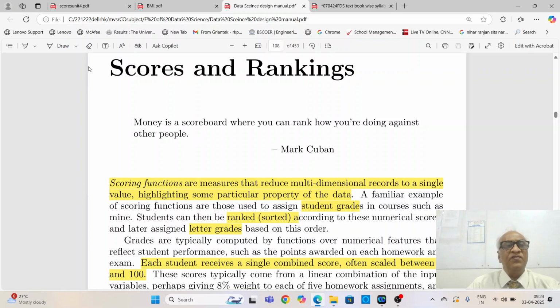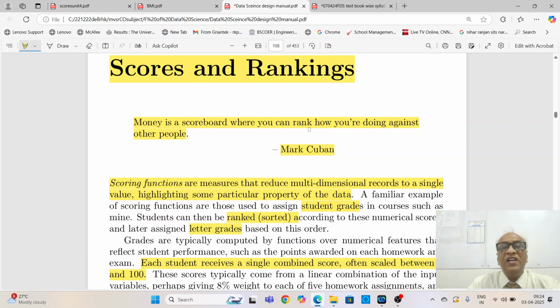What is the title of the chapter? The title of the chapter is Scores and Rankings, and here a very good quote by Mark Cuban is there, which says that money is a scoreboard where you can rank how you are doing against other people, right? How successful you are compared to others is rated depending on how much money you have, right? So that can be one of the scoring systems.